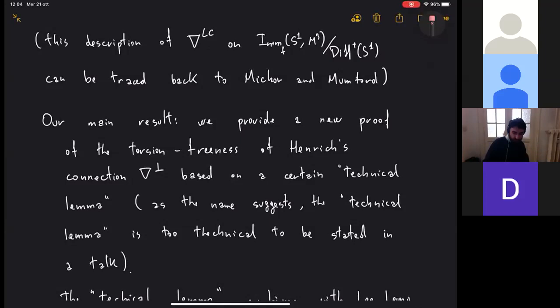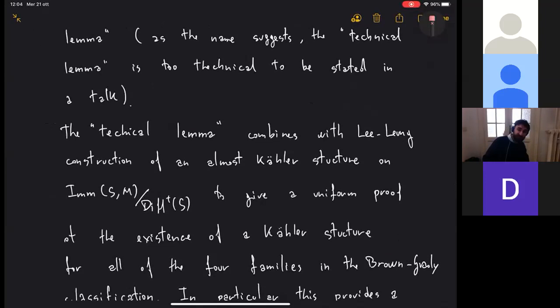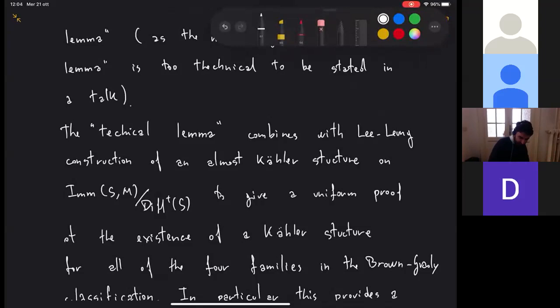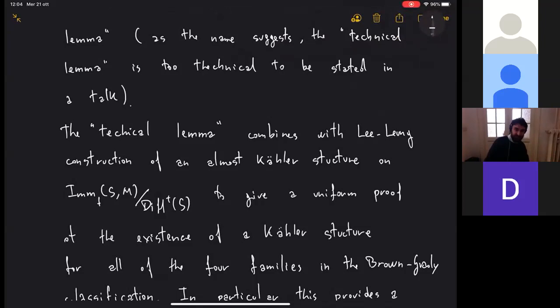Okay, so what do we do then? Well, the fact is that this technical lemma nicely combines with the construction of the almost Kähler structure on the shape space, which is due to Lee and Leung. And this I will recall later so that I can say what is the almost Kähler structure that we prove to be integrable, at least formally. And in this way, what we get is a complete uniform proof for all the four families. And in particular, this gives a proof for the missing family.